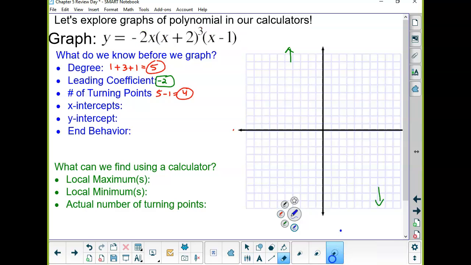So let's look at my x-intercepts. Where do I have 0? Well, what's going to make this first factor 0? A 0. And then what's going to make the second factor equal to 0? -2. What's going to make the third factor equal to 0? 1. So I could plot those on my graph. I have a positive 1, a 0, and a -2, and those are my x-intercepts.